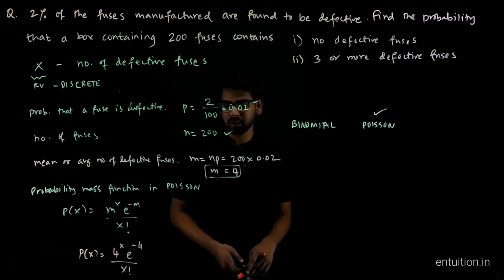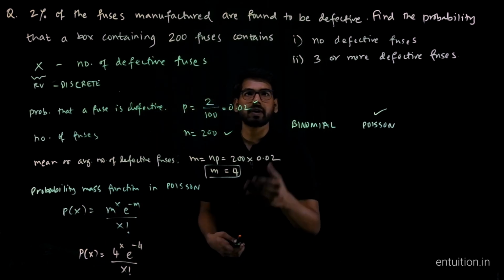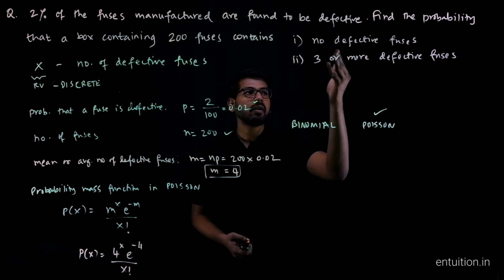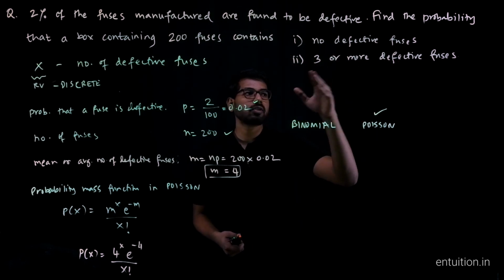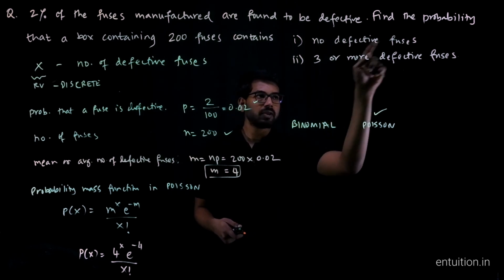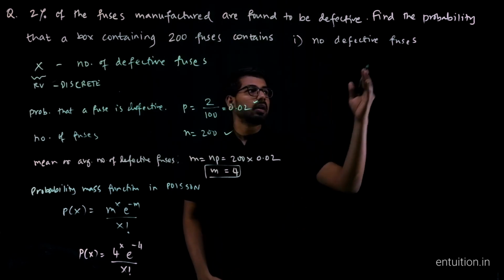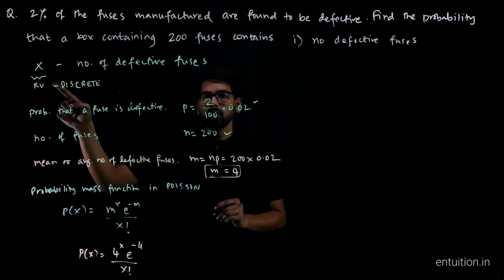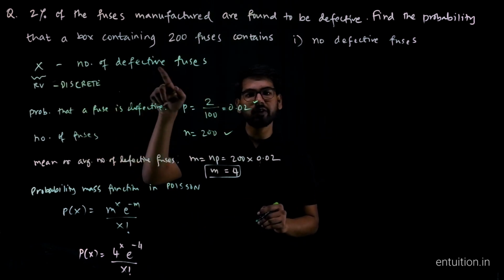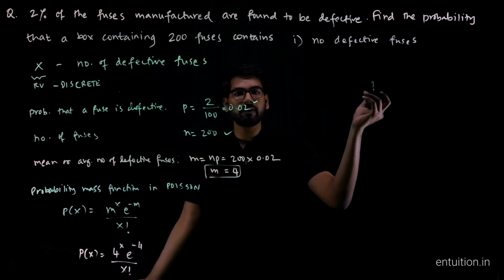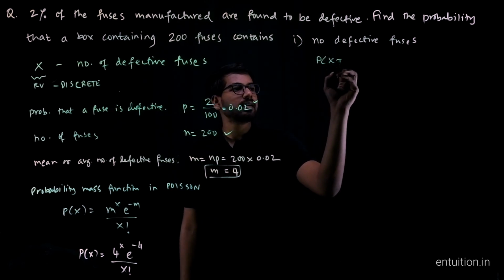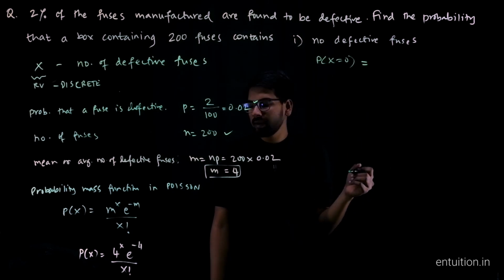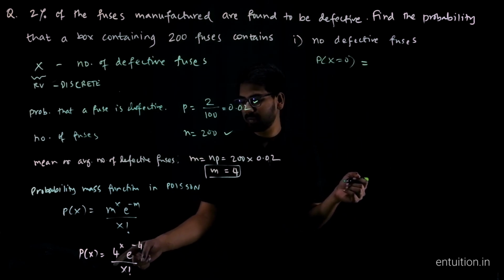This is the probability function, and we need to use it to find the probability that 200 fuses contain no defective fuses, or 3 or more defective fuses. Let's solve the first one, no defective fuses. The probability of no defective fuses is x equal to 0, because x is the number of defective fuses. No defective fuses means 0 defective fuses. So we need to find the probability that x is 0. How do you find that? Substitute x equal to 0 in the probability function.